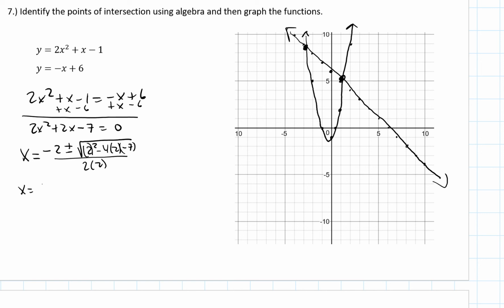So x equals negative 2 plus or minus. 2 squared minus 4 times 2 times negative 7 is 60. So this is the square root of 60. Let's see, 60 divided by 4.